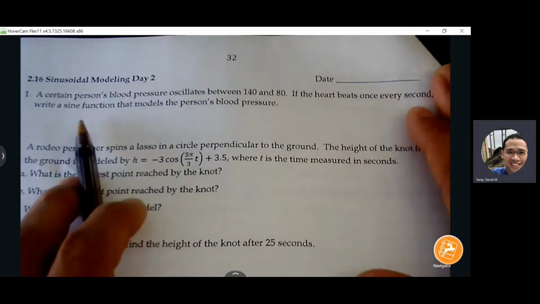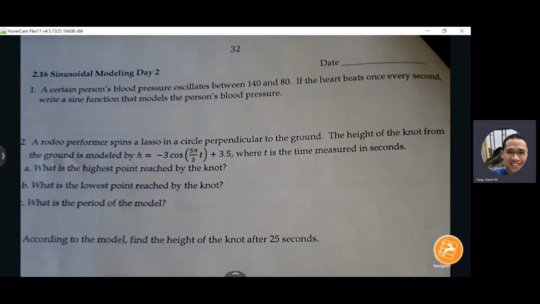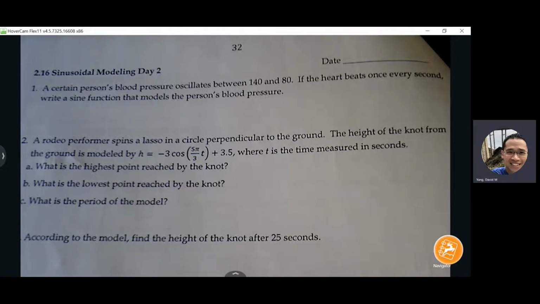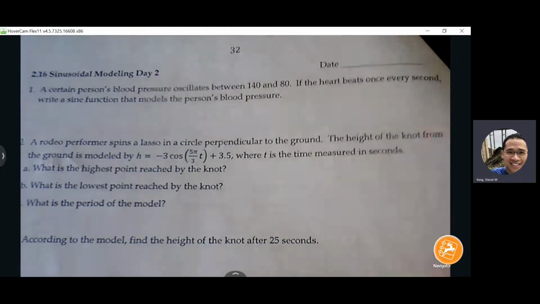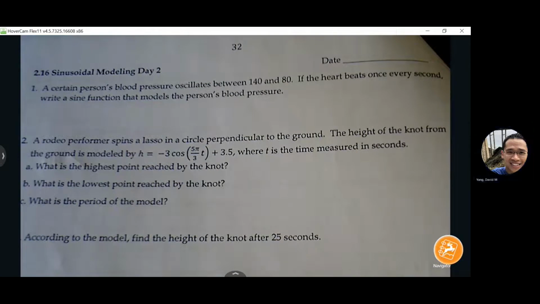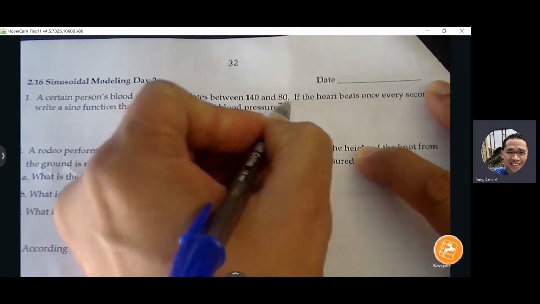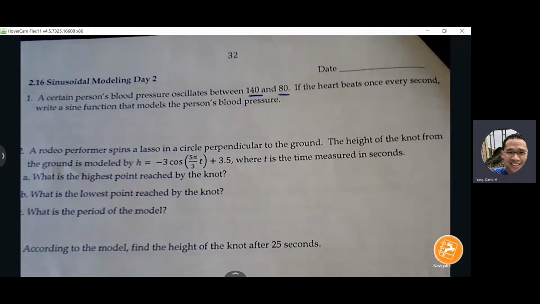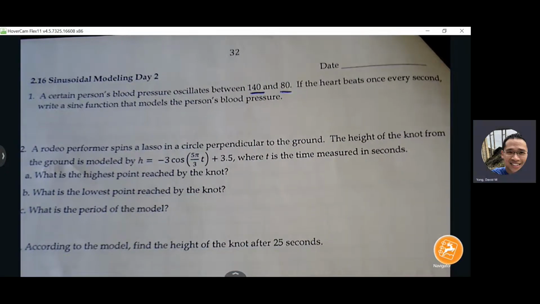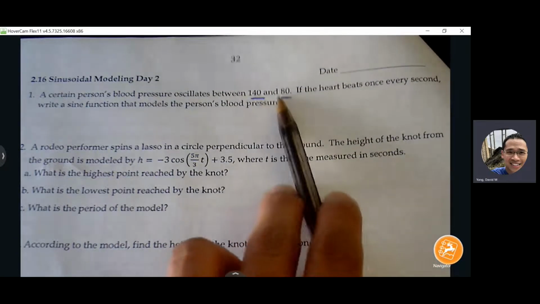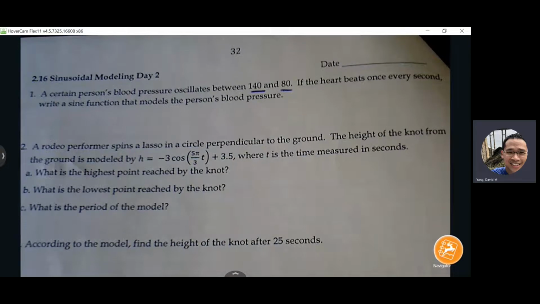So let's read number 1 here. A certain person's blood pressure oscillates between 140 and 180. If the heart beats once every second, write the sine function that models the person's blood pressure. So oscillating between 180 and 140, that's going to be the min and max of the sine graph. If I know the min and max, I can use that to help find the midline. The midline is exactly between the max and min, so everything is going to be nicely symmetrical that way.